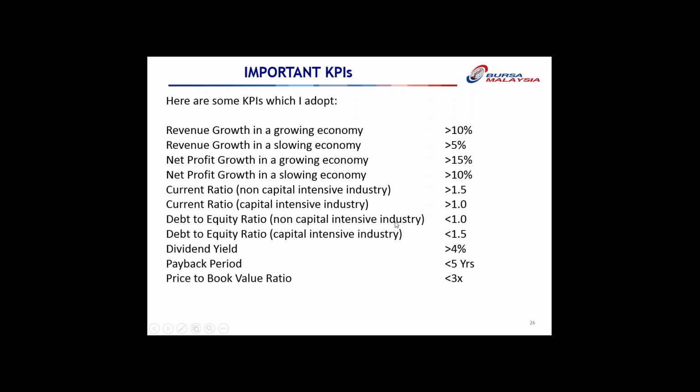Debt to equity ratio, for non-capital intensive industry, must be less than 1. For capital intensive, must be less than 1.5. Dividend yield must be more than 4% because that's roughly our current FD rate. The payback period must be less than 5 years.